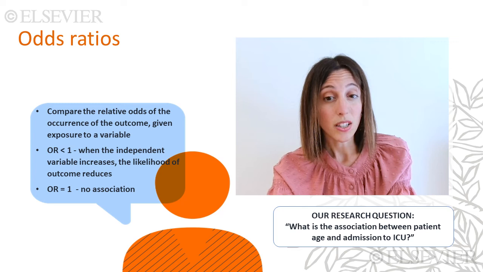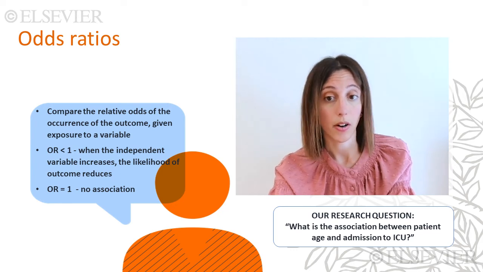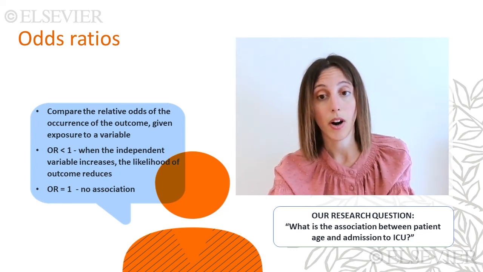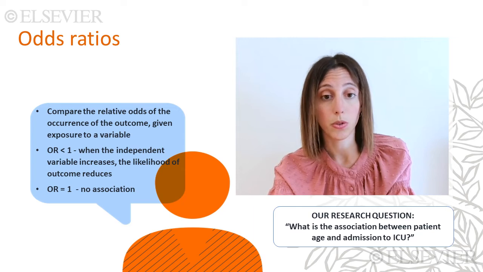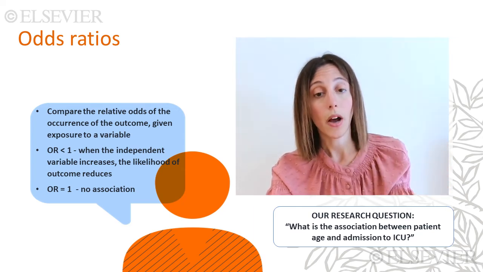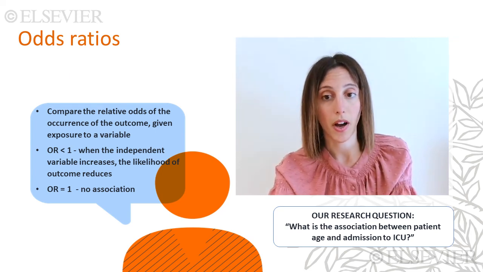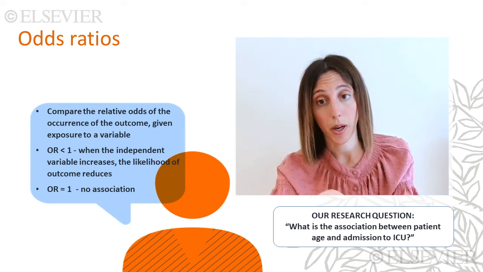Sometimes, instead of a coefficient, you might find an odds ratio. Odds ratios are used to compare the relative odds of the occurrence of the outcome. In our case, we could think about another outcome, for example, admission to the ICU during the stay. So the relative odds of the occurrence of the outcome given the exposure to a variable, for example, let's say age older than 65. The odds ratio cannot be a negative number, so to interpret it, we need to remember that any values below 1 mean that when the independent variable increases, the likelihood of the outcome reduces.